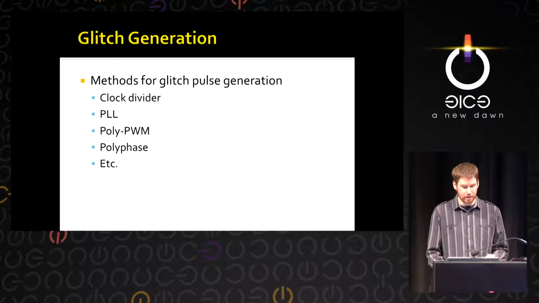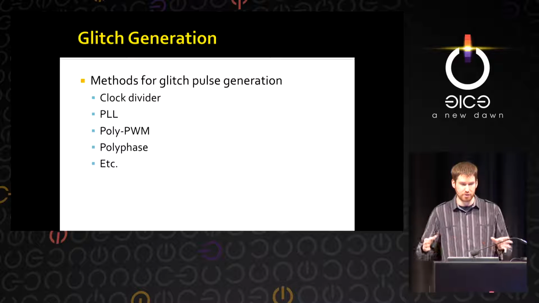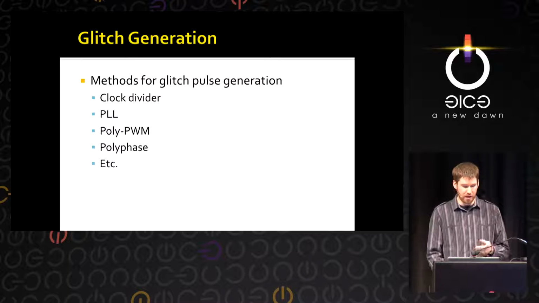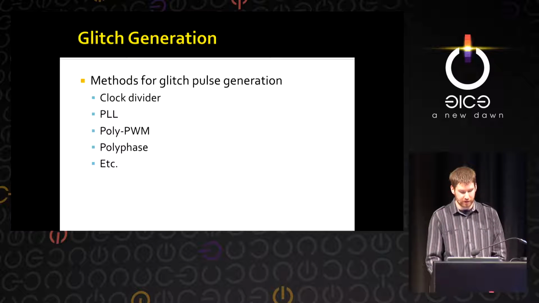Simple clock divider, phase lock loop. If your device in this example had an FPGA with a PLL, use that. Poly pulse width modulation, where you've got multiple PWM signals further apart from each other, and then polyphase, where you've got 3 signals that differ from each other in their phase.